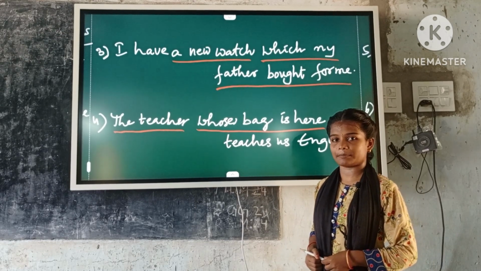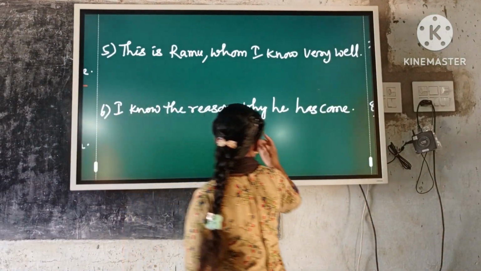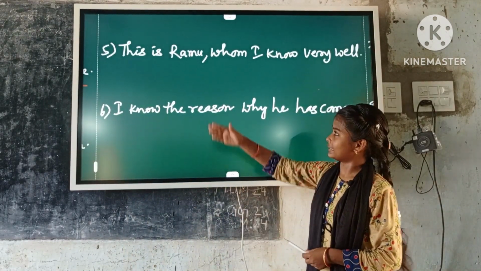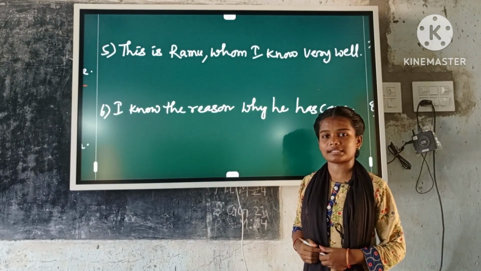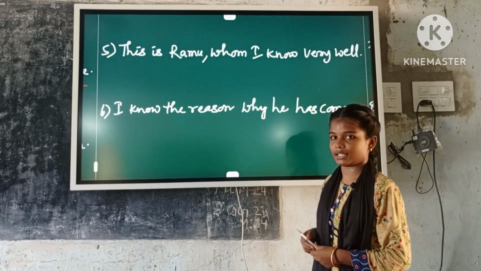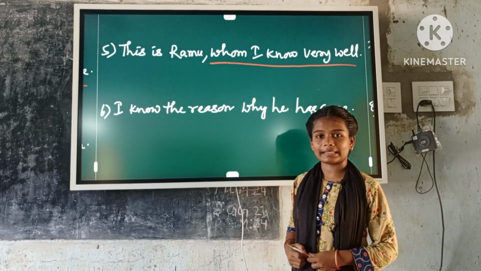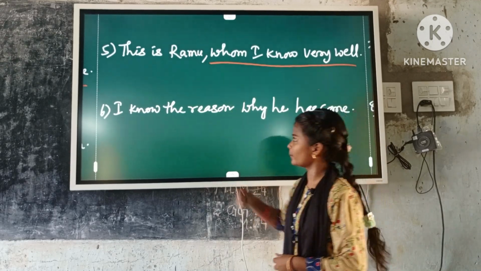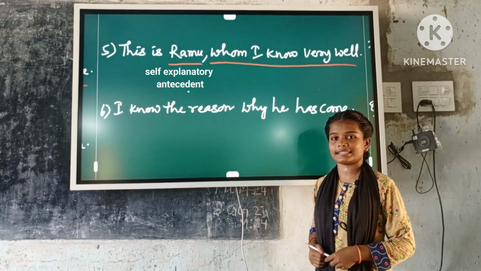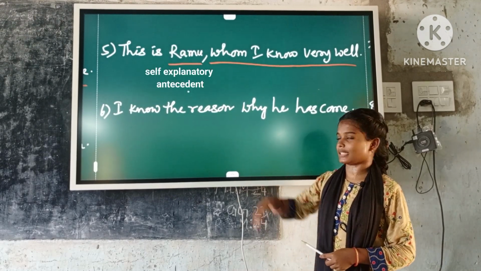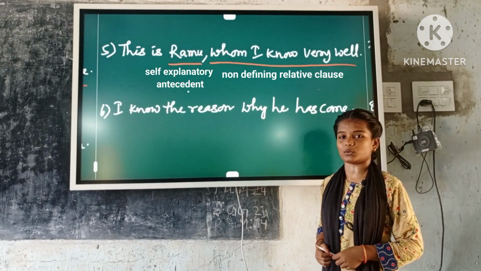Now some more examples. Fifth example. This is Ram, whom I know very well. Here relative clause is whom I know very well. Antecedent is Ram. Here antecedent is self-explanatory because it is proper noun. So this clause is called non-defining relative clause.